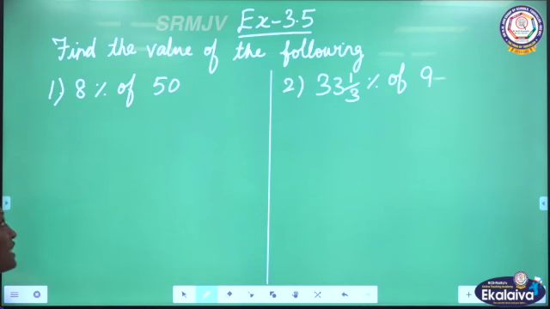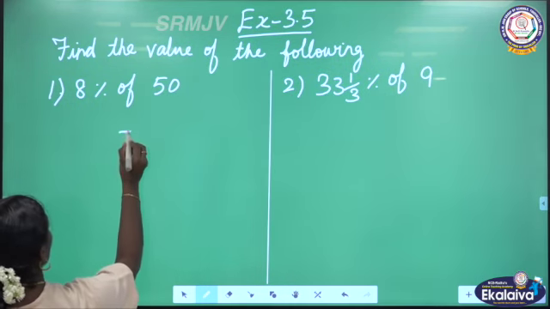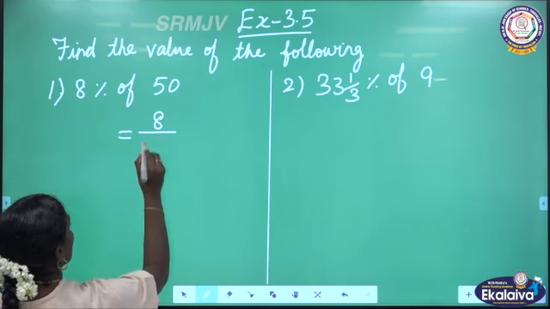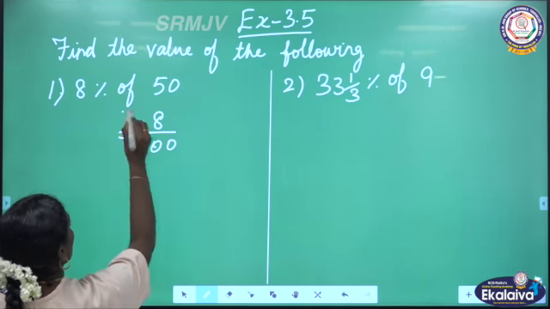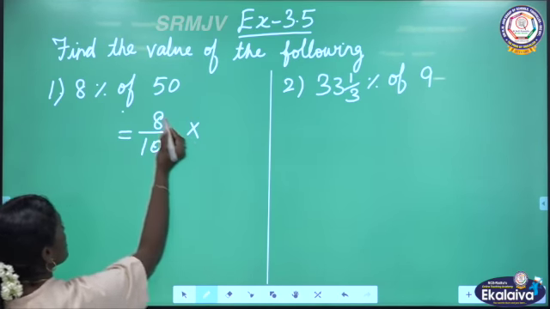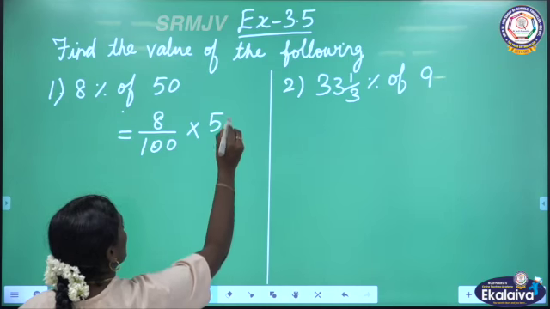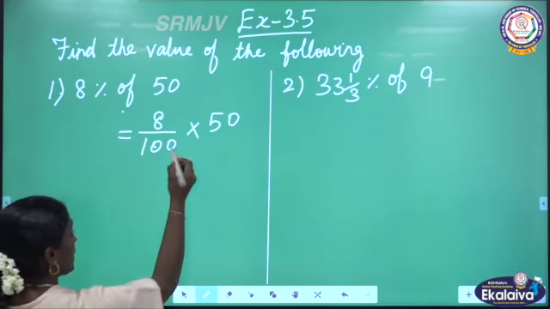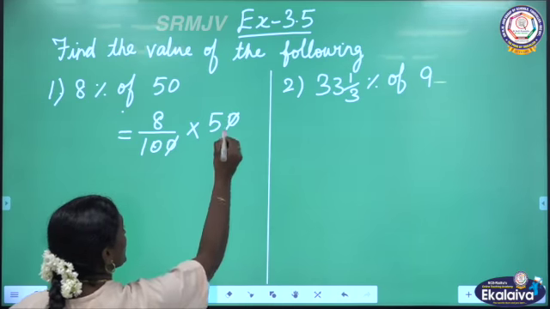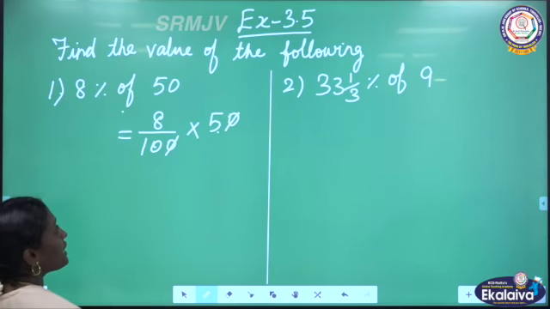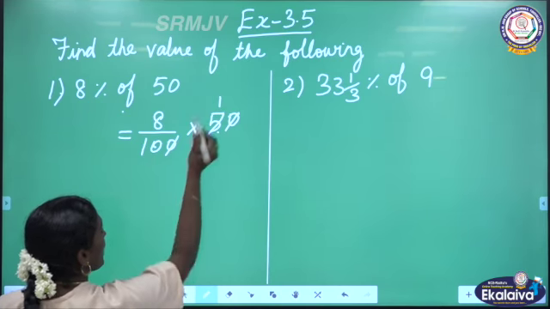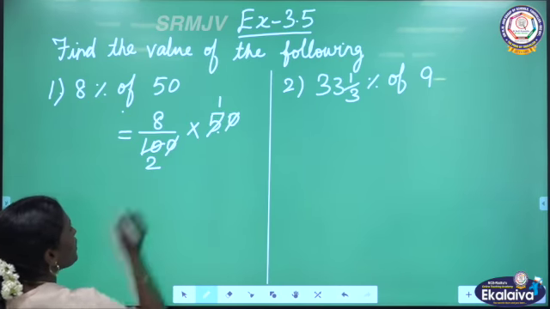8% of 50. Here first we have to write 8% as fraction. That is 8 by 100. Then instead of "of" we have to use multiplication symbol, then 50. Now we have to reduce the numerator and denominator numbers. Here we can cut the 0. Then 5 and 10 are divisible by 5. In 5 table we are reducing. In 5 table 1 time, in 5 table 2 time.